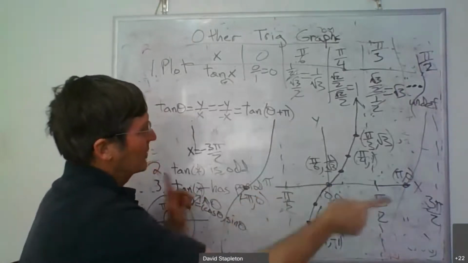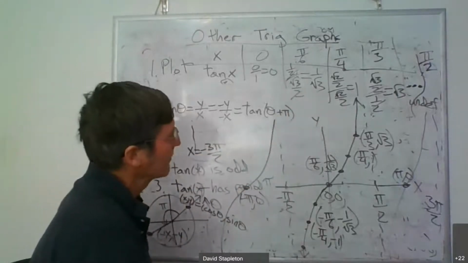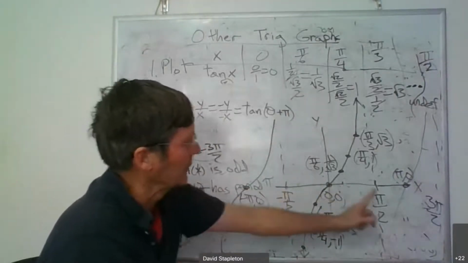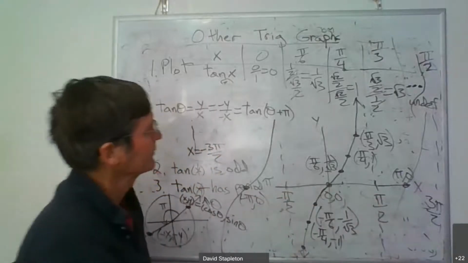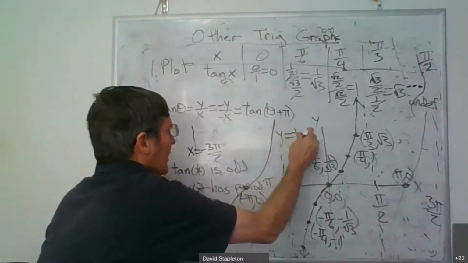It goes on forever, but it's not a wave. It's this thing that goes between plus and minus infinity. And it's not defined at every odd multiple of pi over 2, you notice. There's the graph of y equals tangent x.